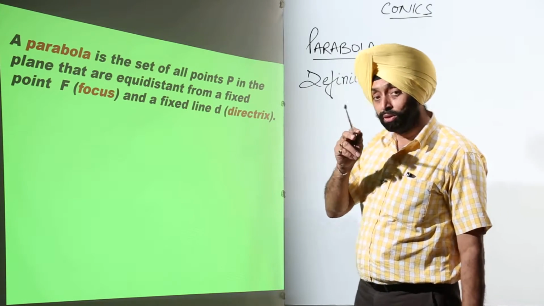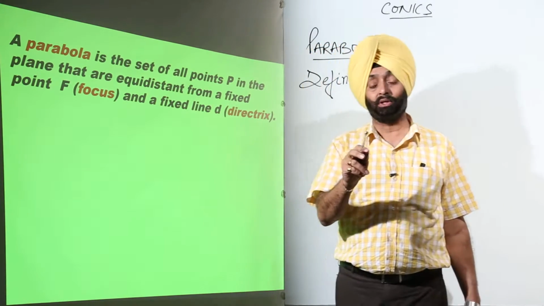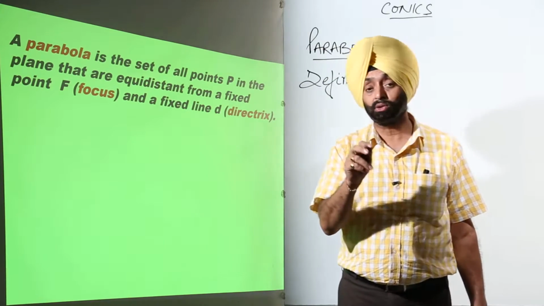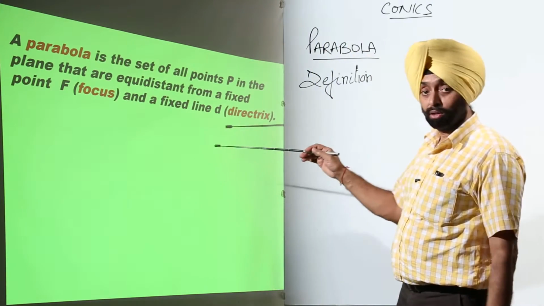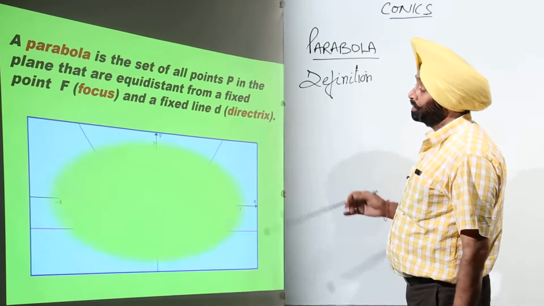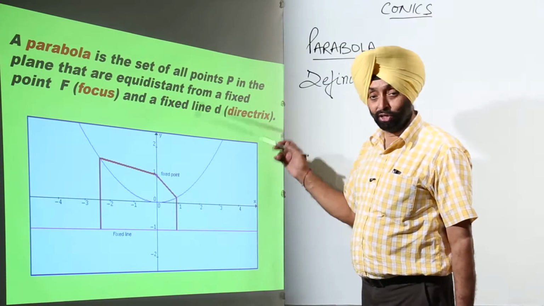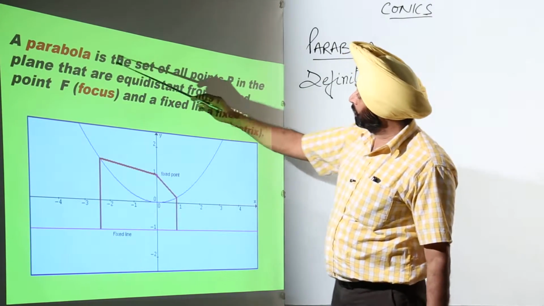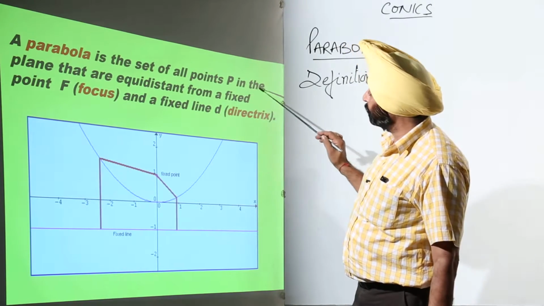I showed you an animation in the beginning of the topic. You can watch that once again. Okay. So now we have a 2D figure. Just check it. Go through the definition and check this one. A parabola is the set of all the points P in the plane.